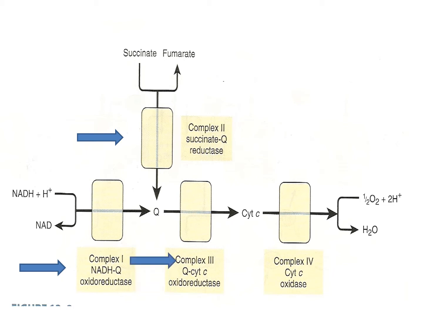Complex 3, ubiquinol cytochrome C oxidoreductase. It involves two mobile carriers because it receives the electron from complex 1 and complex 2 through ubiquinone. And it also transfers the electron to complex 4 through the mobile carrier cytochrome C. It is also known as cytochrome reductase. It is composed of heme iron protein known as cytochrome and non-heme iron protein.